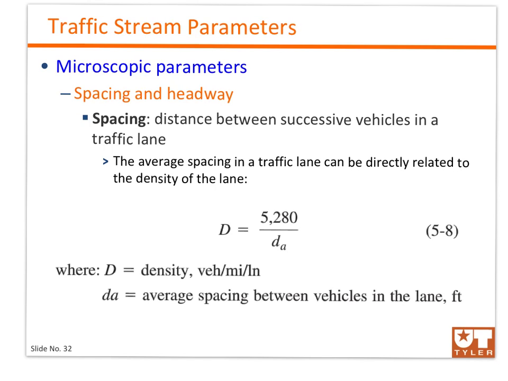Now we're moving from macroscopic to microscopic parameters, such as spacing and headways. Spacing is simply the distance between two successive vehicles in a traffic lane. To get a good estimate of the density based on the spacing, we use this equation. The average spacing in a traffic lane can be directly related to the density. If I tell you that dA, the average spacing between each two vehicles, is a certain amount of feet, you can divide 5280, which is 1 mile, by the average spacing, and that gives me an indication of the density in vehicles per mile per lane.